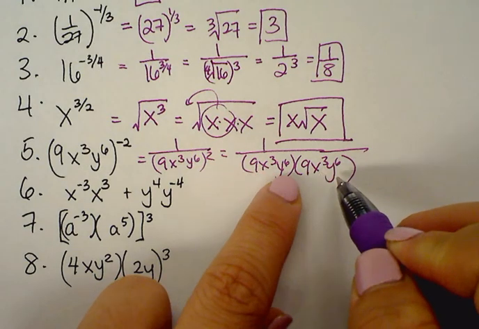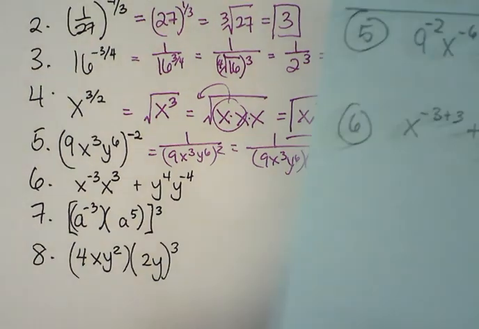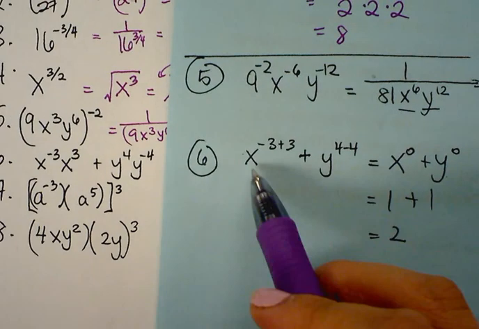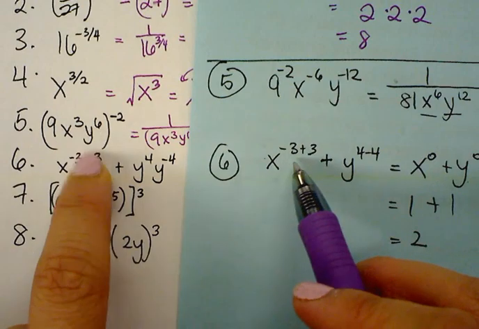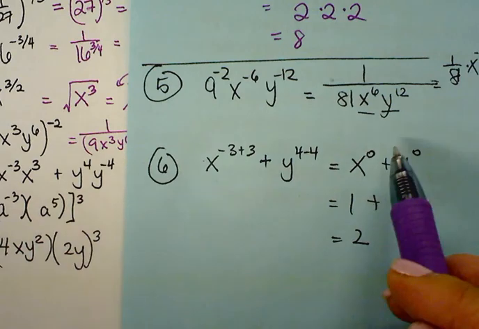Okay, thank you. Wait, 1 second. Okay. 6. Look, you have to add the exponents. Negative 3 plus 3 is 0. 4 minus 4 is 0. So y to the 0 is 1, x to the 0 is 1, anything to the 0 is 1. So then you get 2.